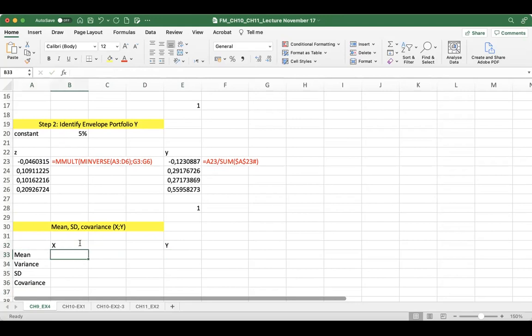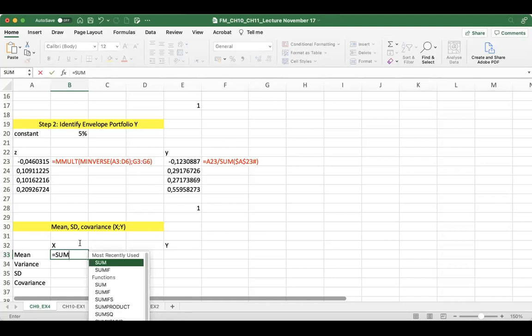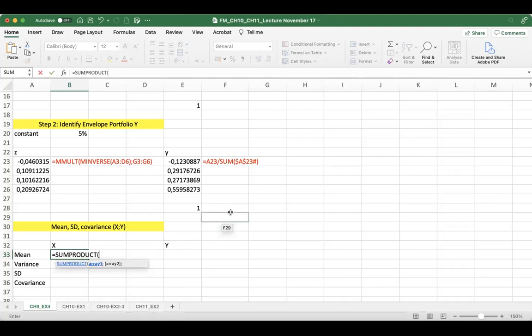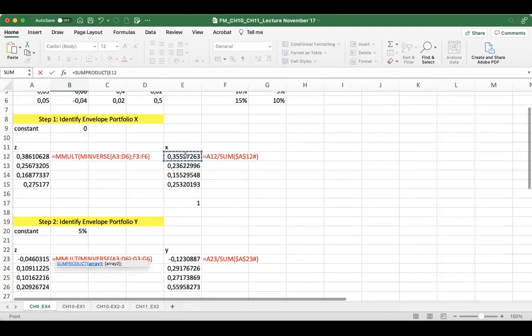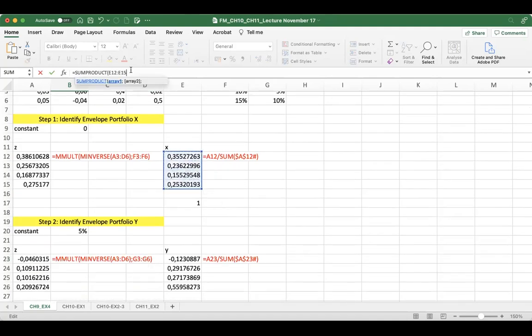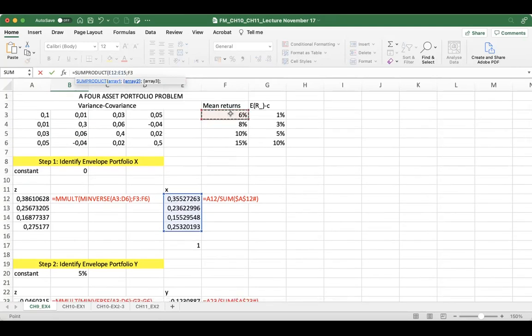Now the mean for X. We have just to multiply the proportions or the weights by the individual returns of each of the 4 assets composing the portfolio X. So we can use the sum product formula. So equal sum product, this one, the weights of X by the individual returns of the assets composing X.